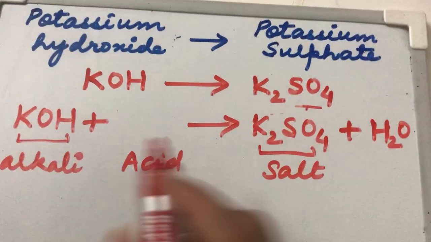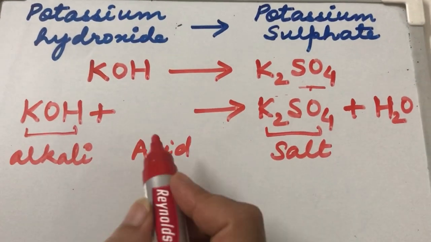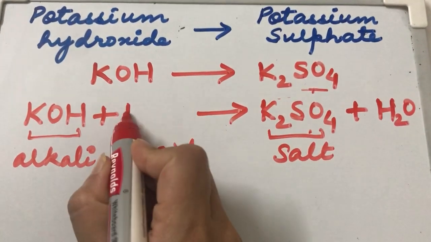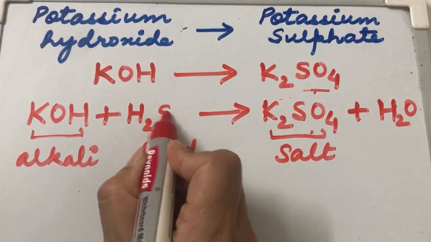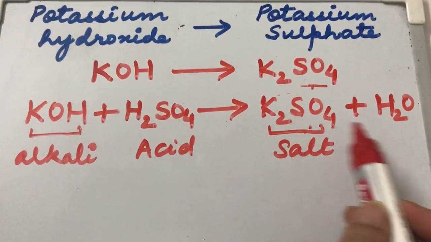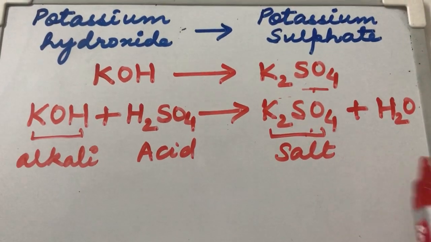And that means we can simply react KOH with an acid, and that acid should contain a sulfate ion. We know that sulfuric acid is one such acid with which, if we react KOH, we get the products as potassium sulfate and water. So this is the simple equation.